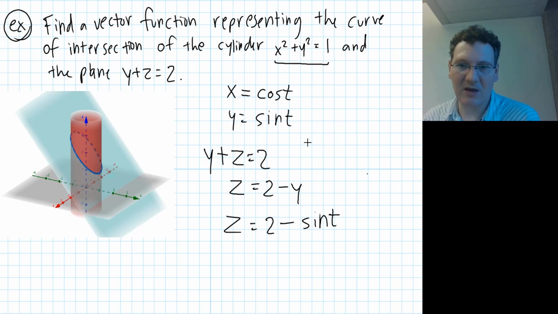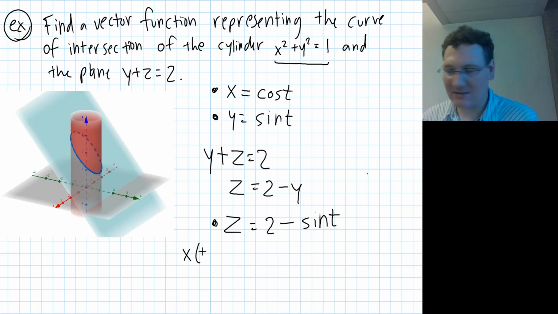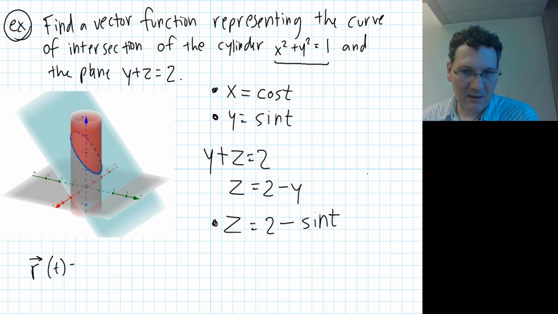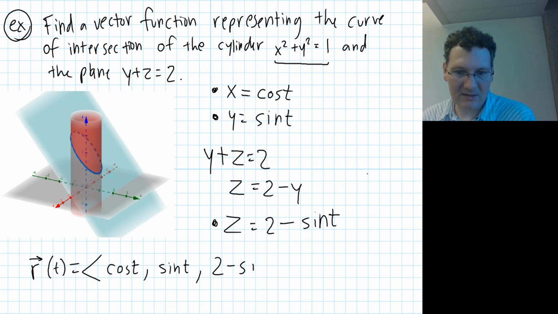So then these become the three parametric equations. We can write it like this. So a vector function would look like this. R of t equals cosine t, comma, sine t, comma, 2 minus sine of t. So that's the vector function representing that intersection of those two surfaces.